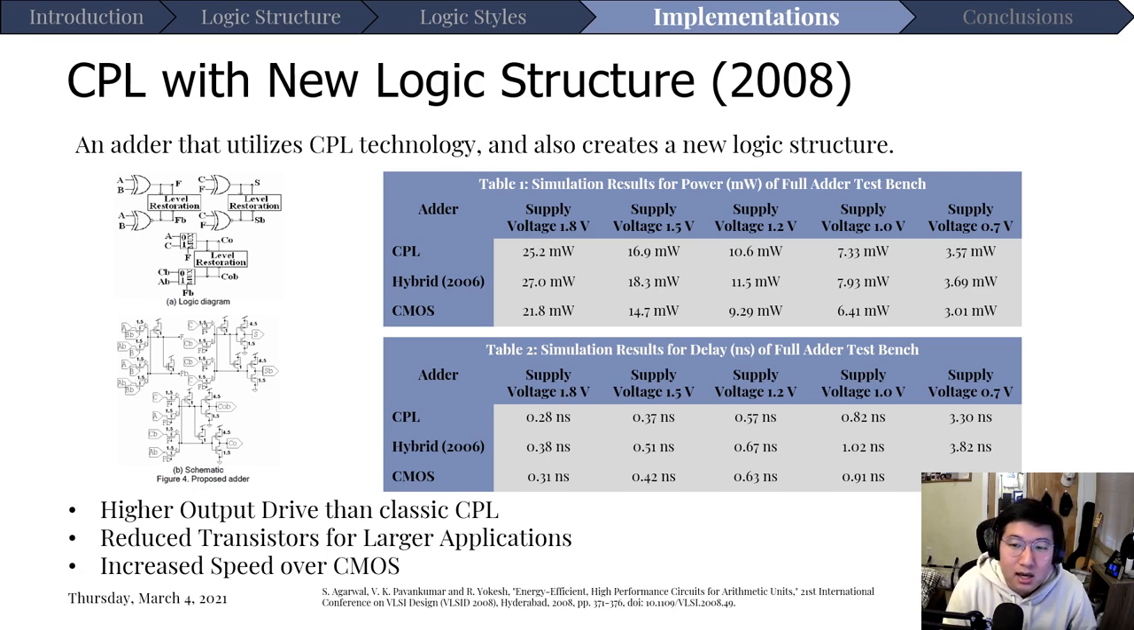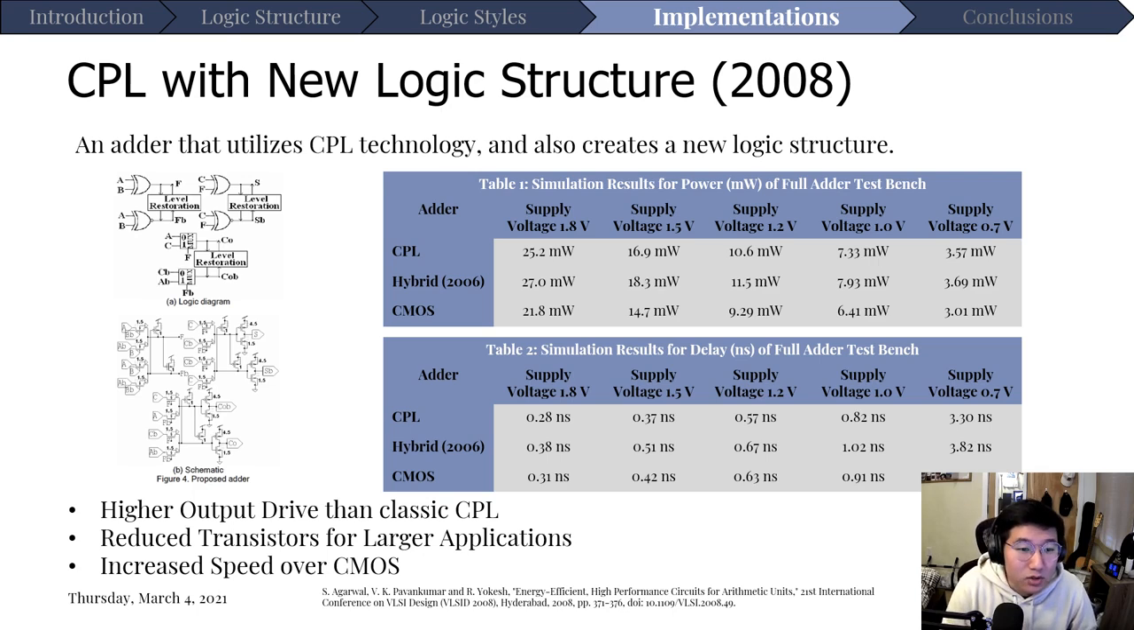As you can see, the top simulation result is the power. Table 2 is the delay. Compared to the hybrid that we looked at from 2006, the CPL does perform relatively better. Compared to a static CMOS, it does have a higher power consumption. But if you look at the delay, however, it's much faster in comparison to both hybrid and CMOS. And that's thanks in part to its logic structure, right?